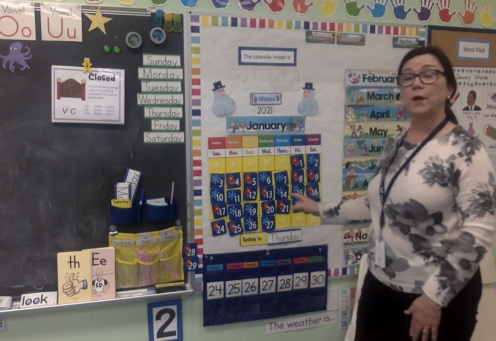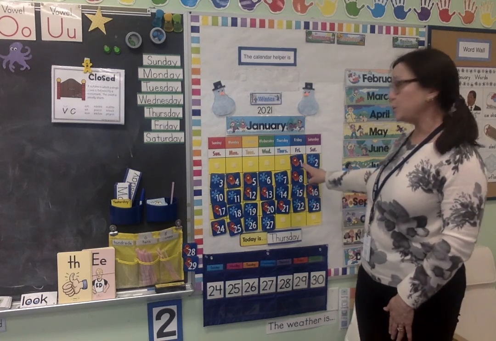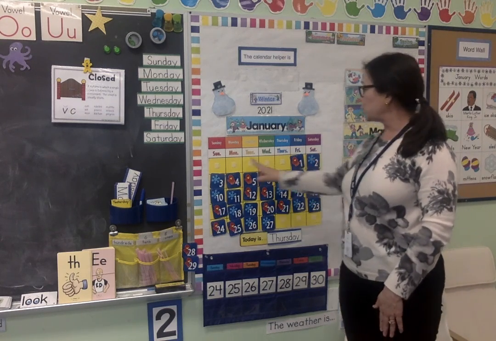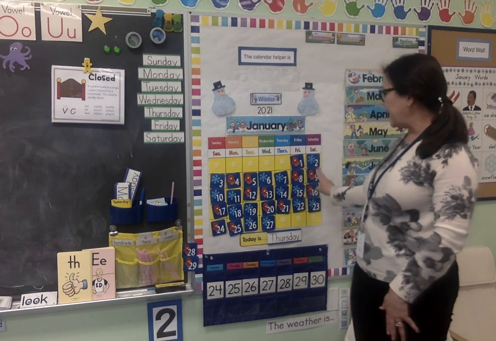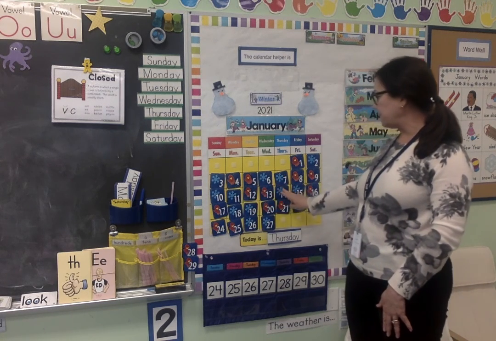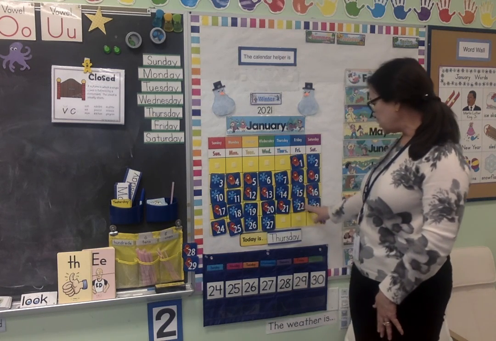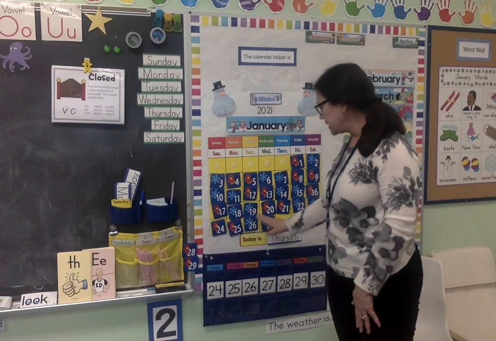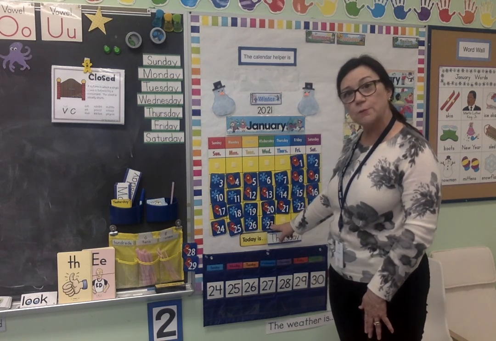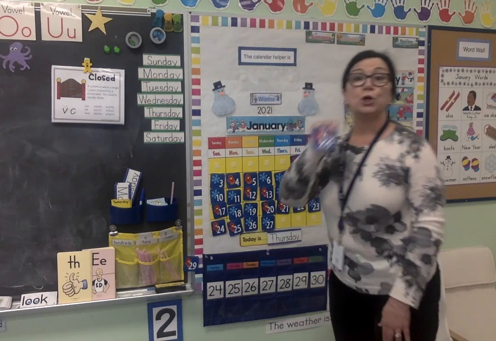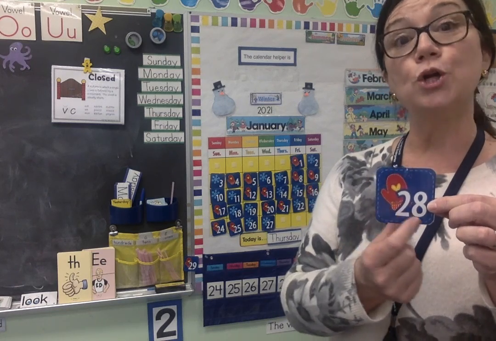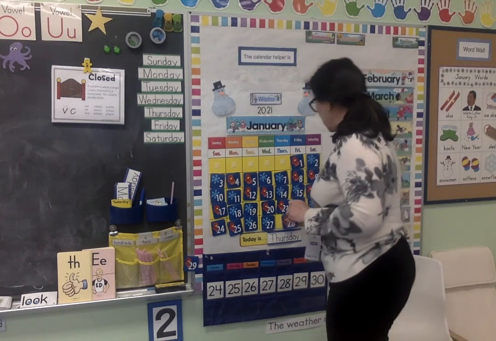All right, we need to count and figure out what number we need to put up for today. So let's count. Going to higher numbers. 1, 2, 3, 4, 5, 6, 7, 8, 9, 10, 11, 12, 13, 14, 15, 16, 17, 18, 19, 20, 21, 22, 23, 24, 25, 26, 27. What number comes after 27? 28. We have a 2 in the tens place and an 8 in the ones. So we would have two bundles and 8 single straws if we were showing the number 28. So we're going to put 28 up here.